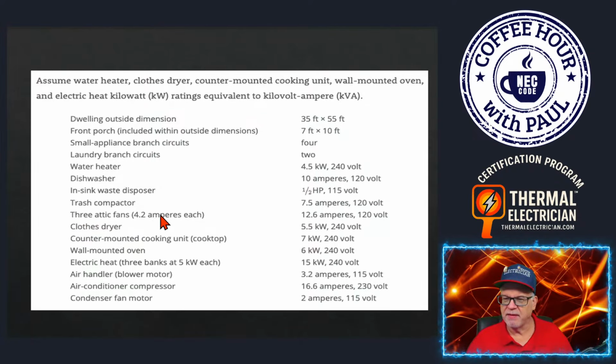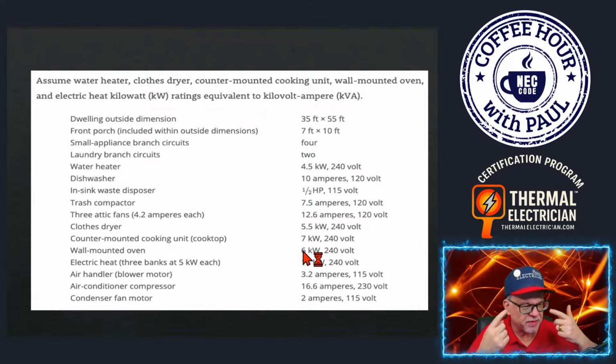All right, we have the 3 attic fans. We have the clothes dryer. We have the counter-mounted cooking unit. We have the wall-mounted one. We already know what that kW is. And remember, folks, kW is equivalent to kVA. 7 kW is the same as 7 kVA or 7,000 watts. And 6 kW is 6,000 watts or 6,000 VA or 6 kVA. They're synonymous, right?